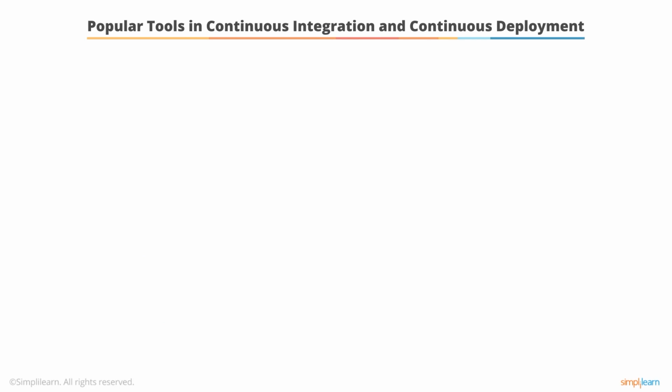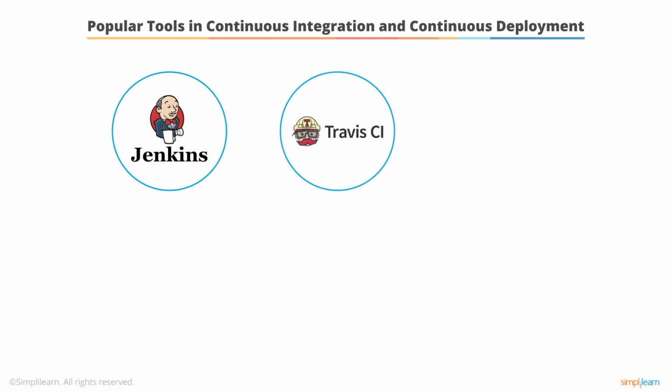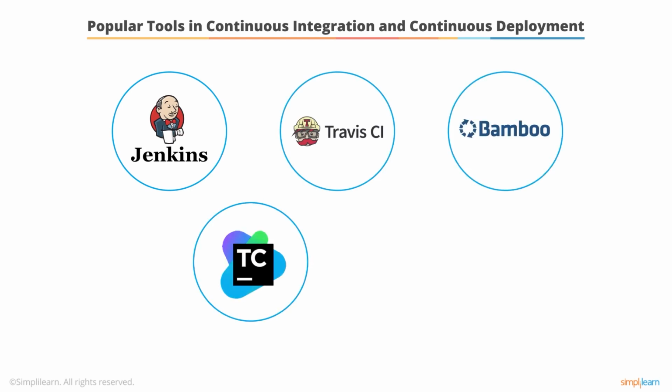Popular tools in continuous integration and continuous deployment. The more common CI/CD tools used in IT shops practicing DevOps are Jenkins, Travis CI, Bamboo, Team City, and GitLab.